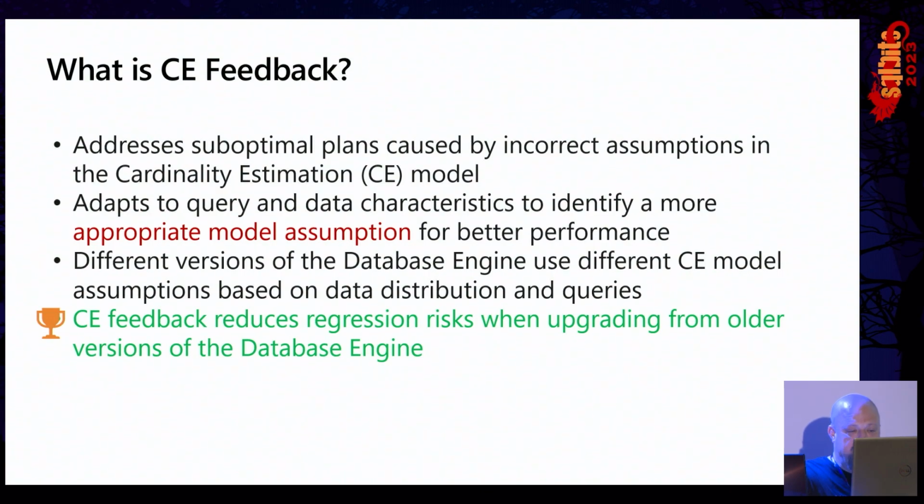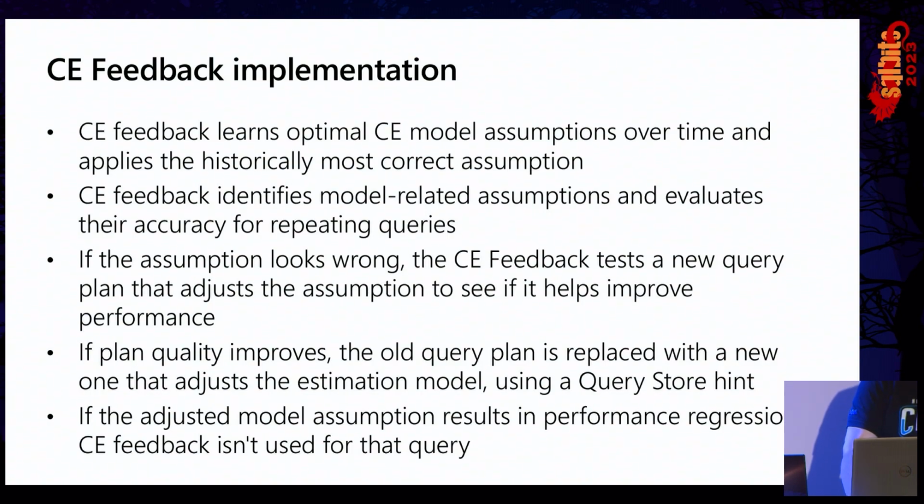So the CE feedback, and the key thing here is it reduces regression risk when upgrading from older versions of the database engine. I can't tell you how many times in the past I saw someone go to a later compat level and quickly have to go back because they're like, yeah, queries are blowing up. Some queries are running better, but some of our key ones aren't. So CE feedback helps address that scenario.